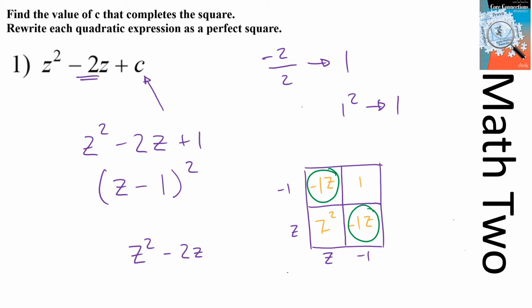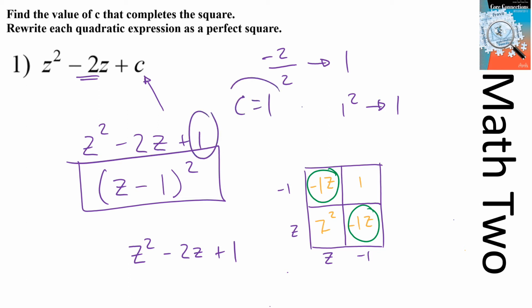Those are the two that I circled in green. And then finally plus 1. So this is my answer. This is the value of c. c is 1. And the factored form is z minus 1 quantity squared.